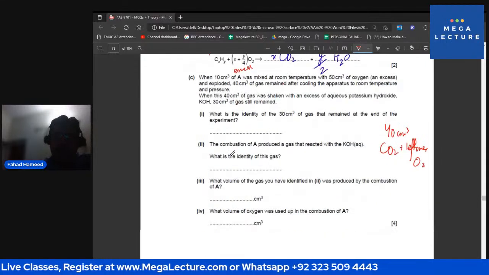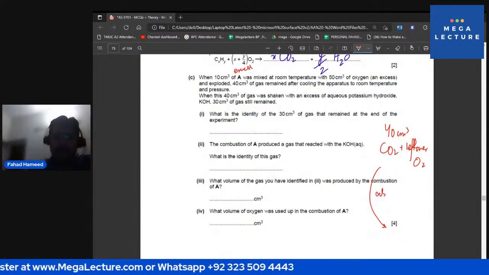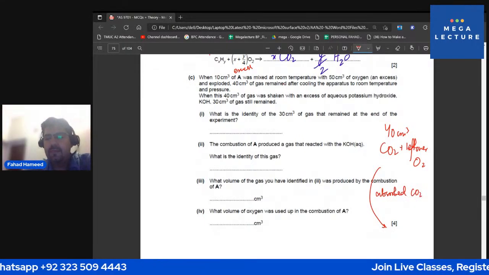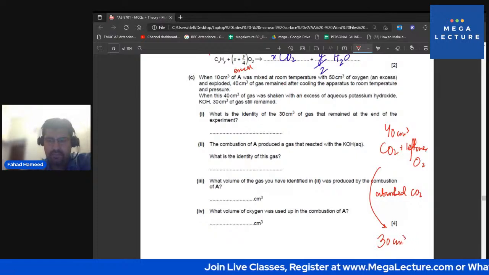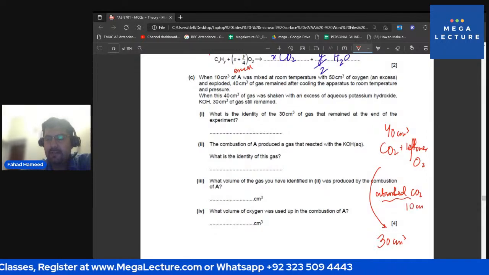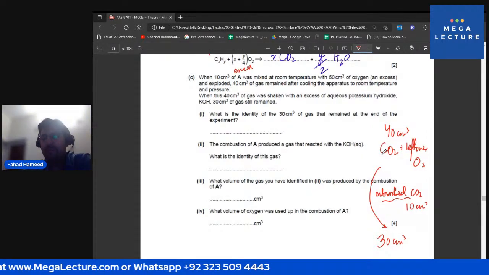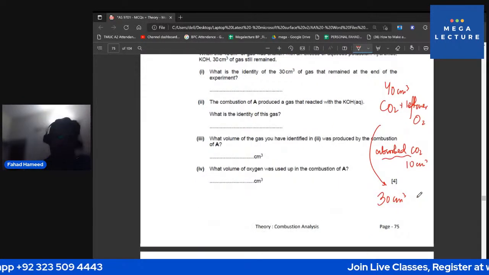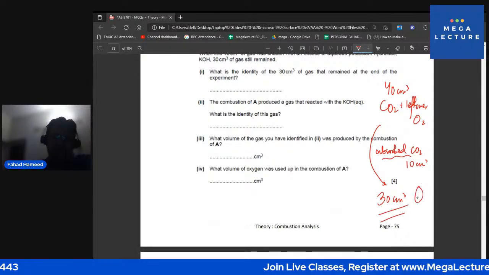So when you absorbed CO2, you're left with 30 cm cube of gas. So how much CO2 is present? That's 10 cm cube, because you had 40 and you absorbed carbon dioxide. The volume decreases to 30. So that means you just have 10 cm cube, and the leftover 30 cm cube, that's your oxygen gas.